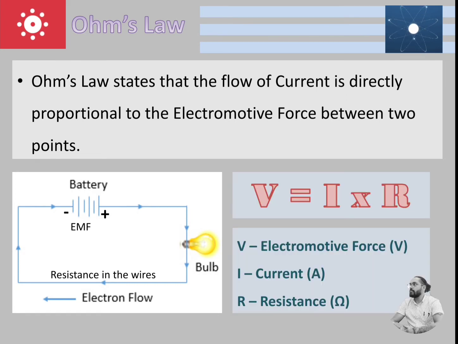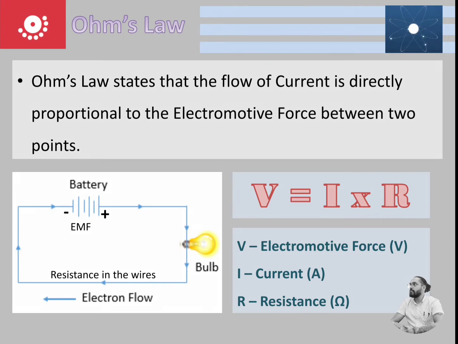Ohm's law can also be represented in this formula: V is equal to I multiplied by R, which means that V is the electromotive force, I represents current, and R represents resistance. Voltage will be measured in volts, current will be measured in amperes, and resistance will be measured in ohms.